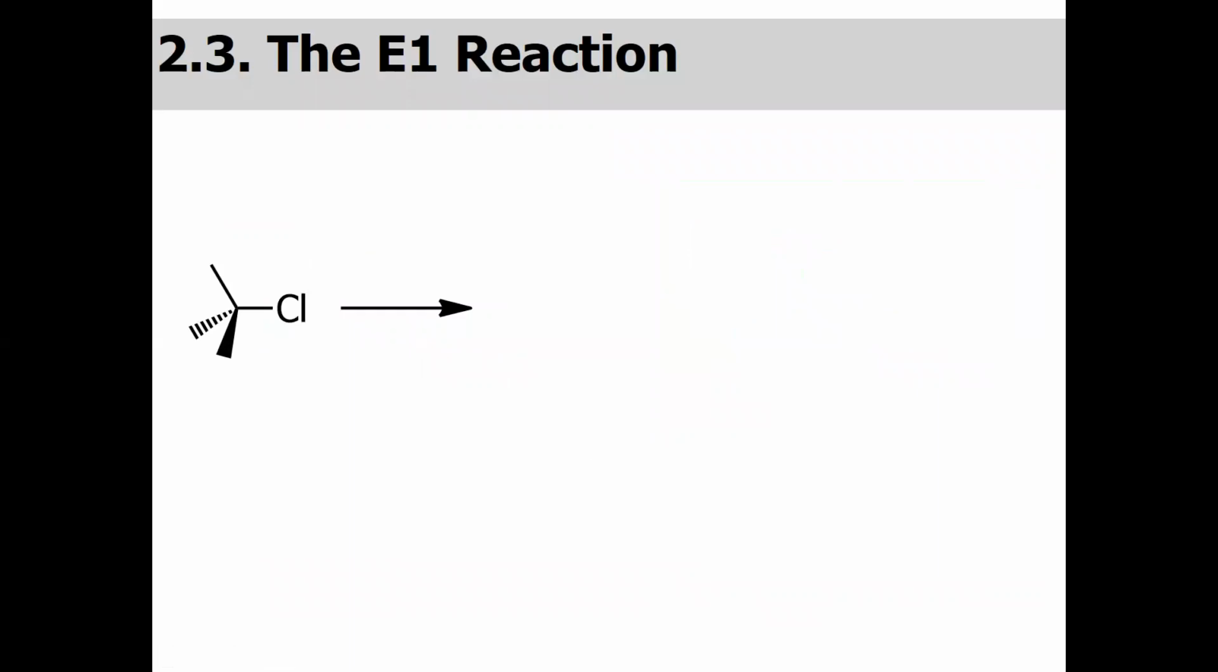Come to the E1 reaction. E1 reaction, also known as elimination unimolecular reaction. Definitely, just like SN1 reaction, this reaction occurs in tertiary alkyl halide. Of course, this is basically a two-step reaction, and the rate depends on the concentration of the alkyl halide.